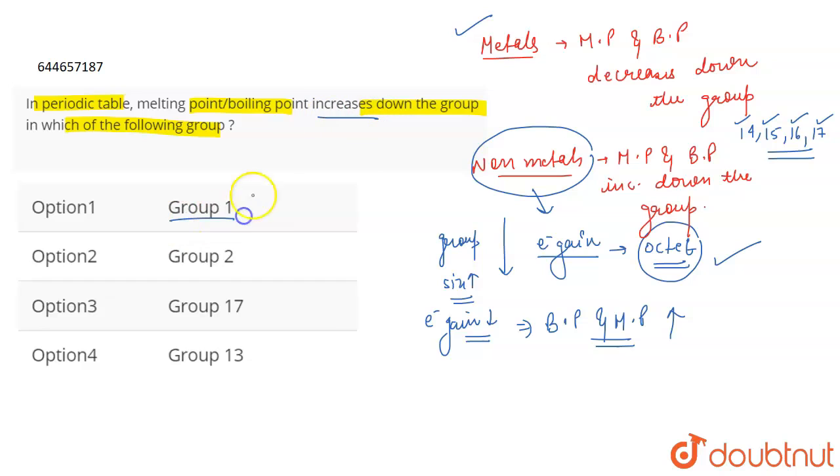So group 1 is the group of alkali metals, so this cannot be the answer. Group 2 is alkaline earth metals, again cannot be the answer. Talking about group 17, then yes, this can be the correct answer for this question because it is the halogen family. And group 13 is the boron family and the metals, and therefore it also cannot be the answer. Okay, so the correct answer is option 3. That's all for the question.